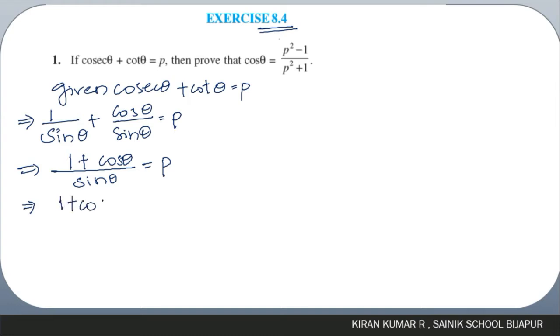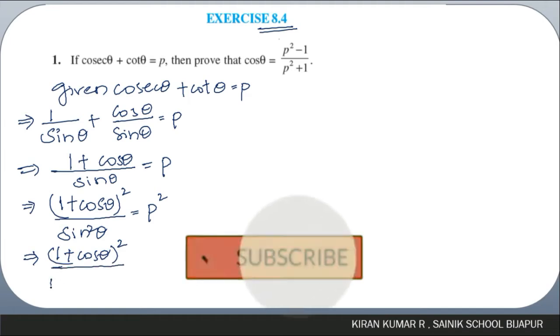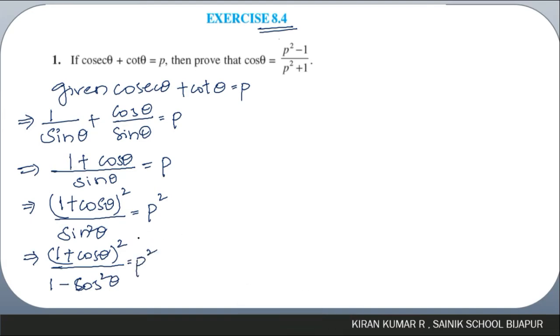I'll be getting 1 plus cos theta the whole square divided by sine square theta, which is equal to p square. I have squared it. Now sine square theta is nothing but 1 minus cos square theta. So 1 plus cos theta the whole square divided by 1 minus cos square theta will be equal to p square. Why did I write like that? The reason is here I can make use of the identity. 1 minus cos theta and 1 plus cos theta can be written in the denominator, and 1 plus cos theta multiplied twice in the numerator.